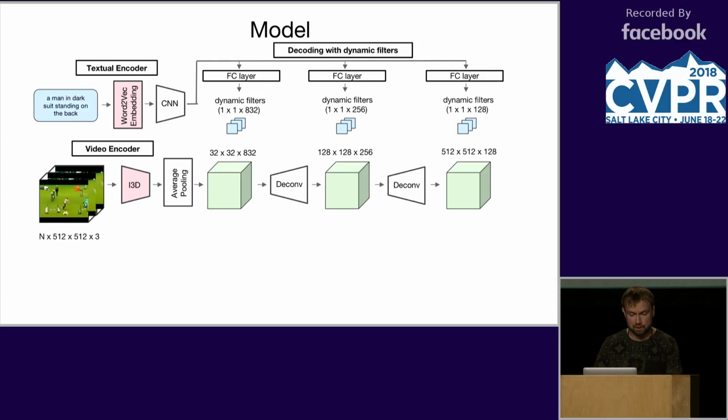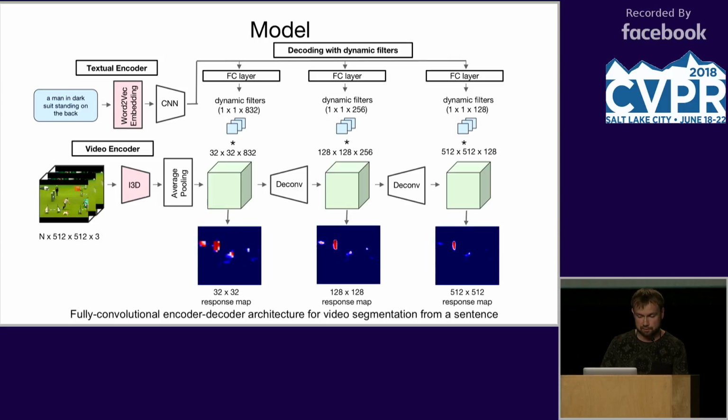Basically, they're convolutional filters, but unlike in traditional convolutional neural networks, they are not static. They are dynamically generated from sentence descriptions. So for different queries, we will have different filters. We convolve these filters with the video representations at different resolution levels, and output response maps for all the resolutions that we want. We use these three resolutions during training, and during testing we use only the highest resolution response map.